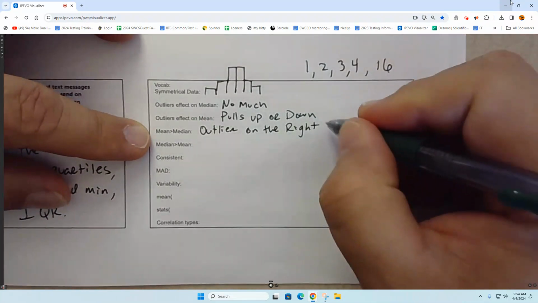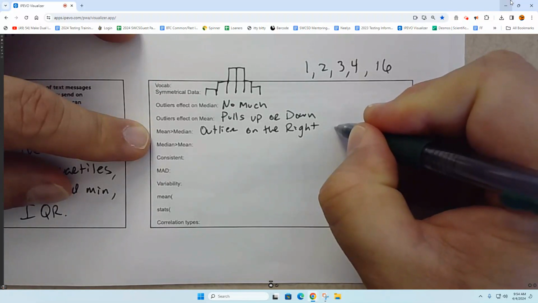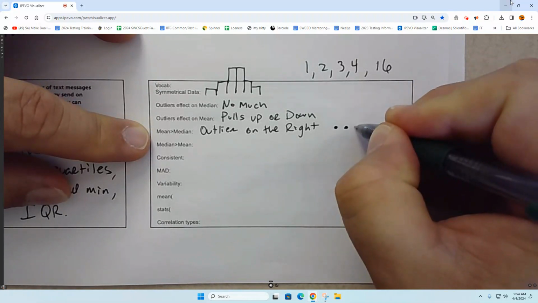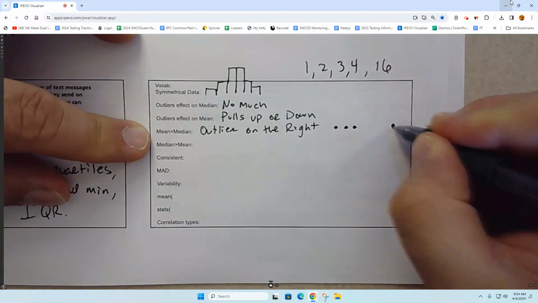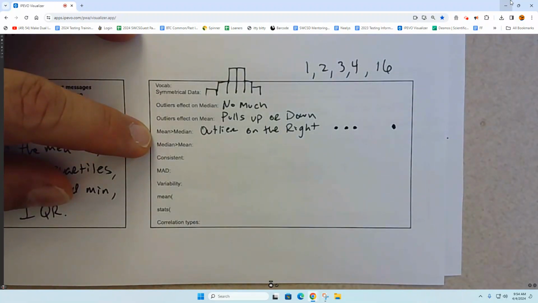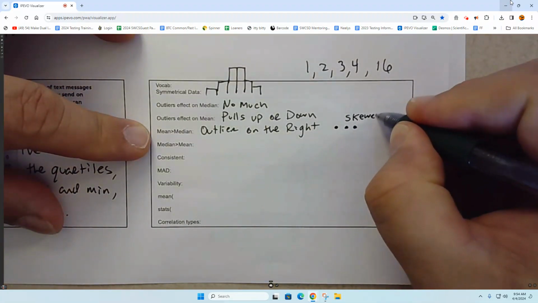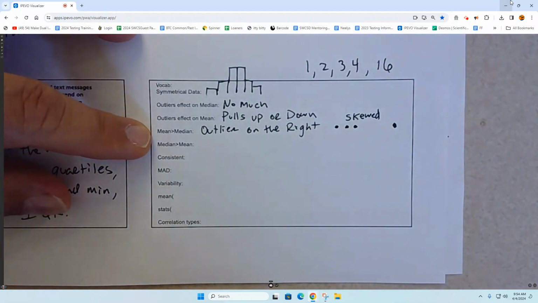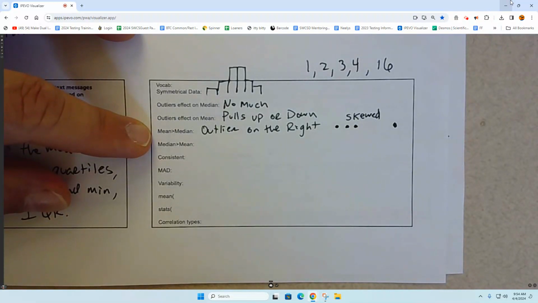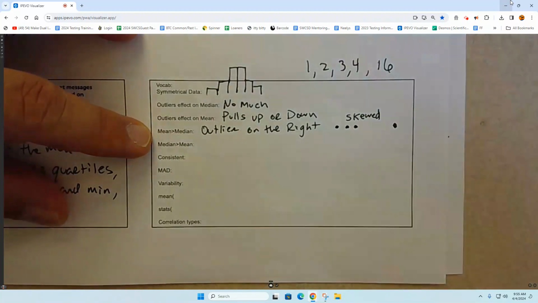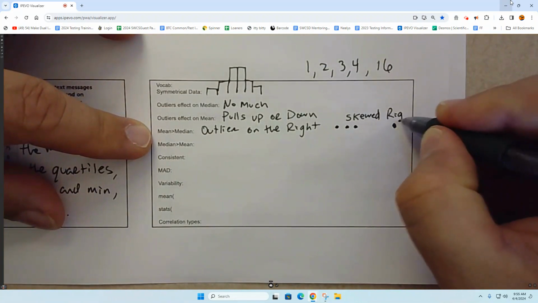If I were to plot these, we got a dot, we got a dot, we got a dot, and then we got this dot out here. Okay. This is called skewed. If you're building something, do you want it to be skewed? No. So this has been skewed, kind of messed up, which way? Right. So they call this skewed right.